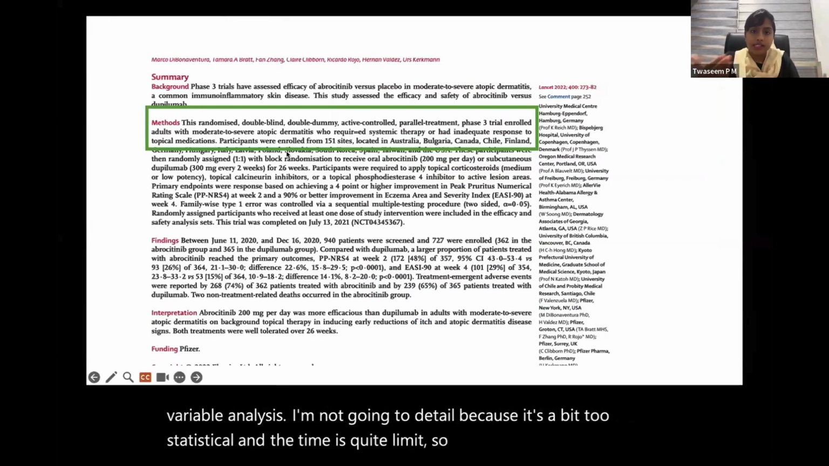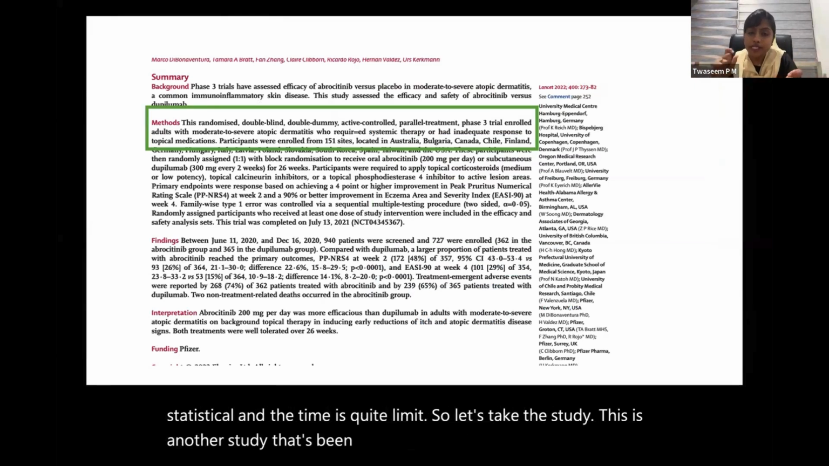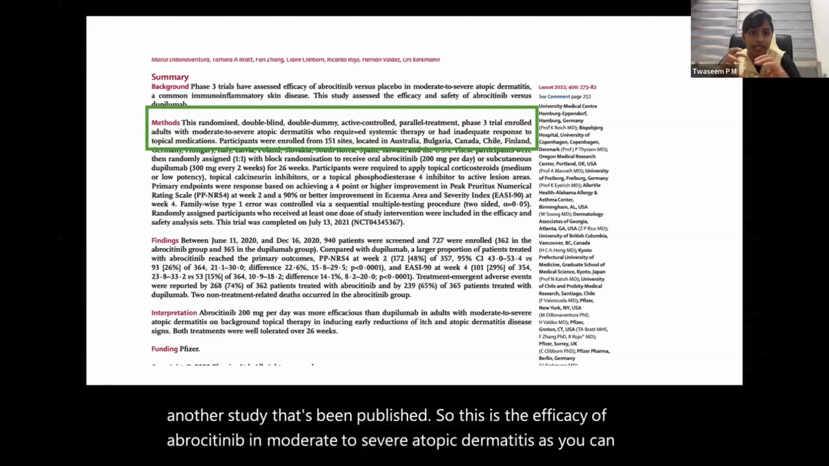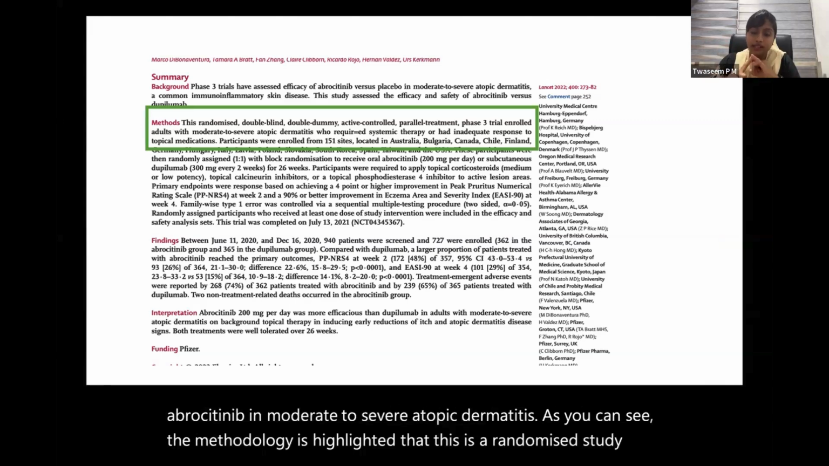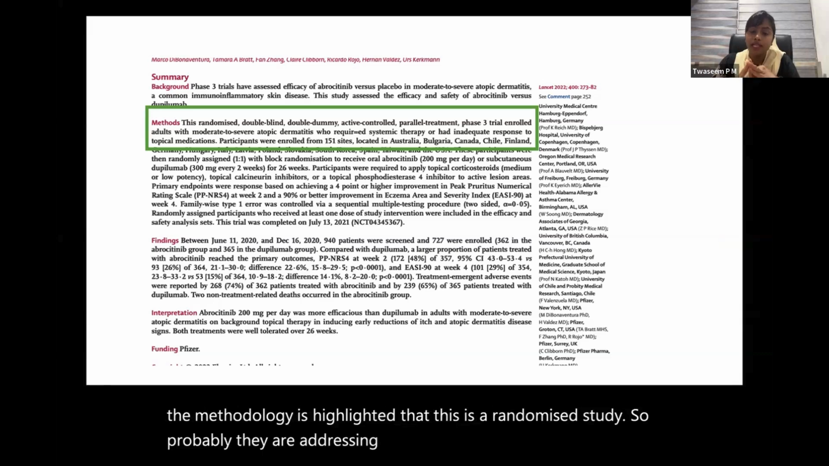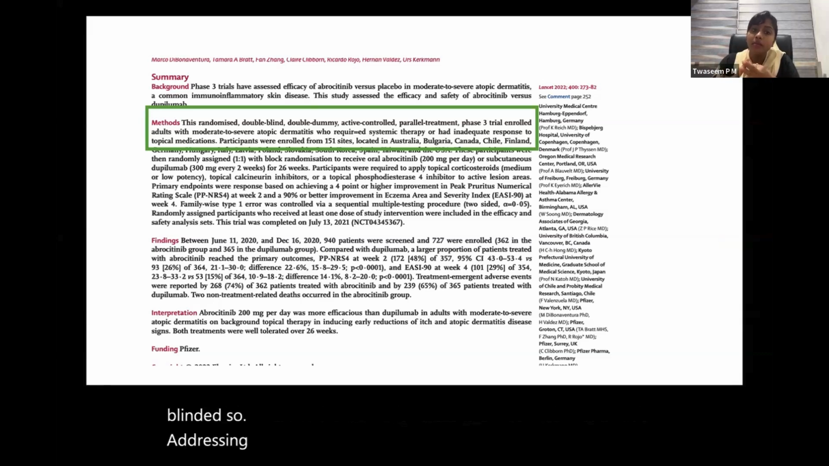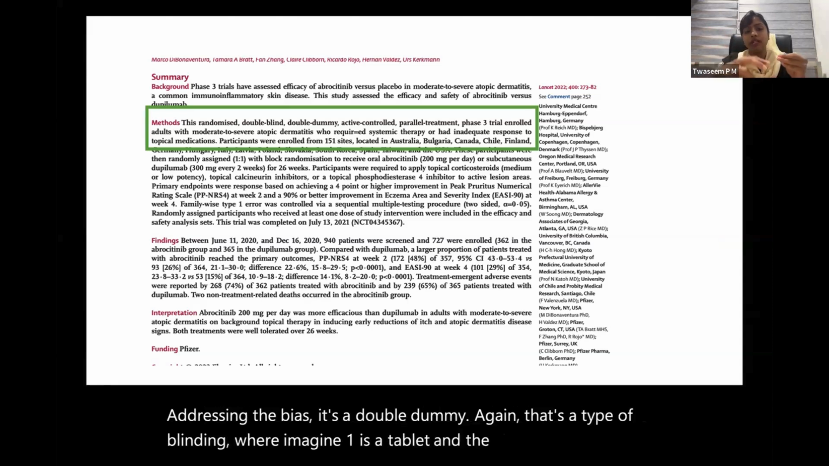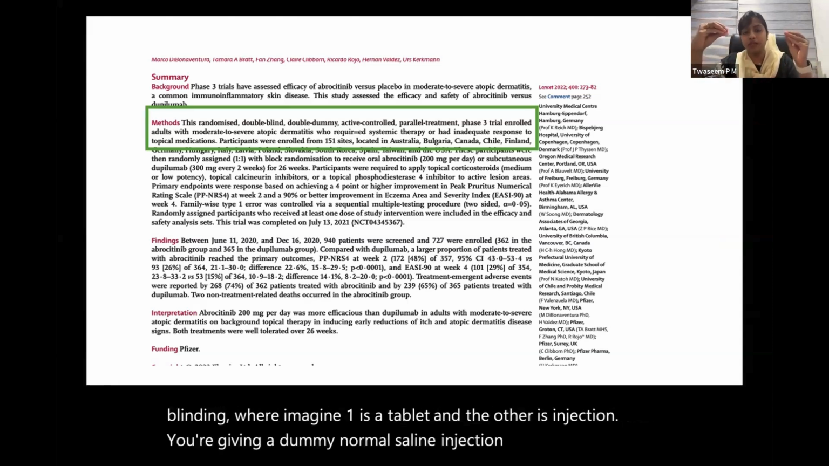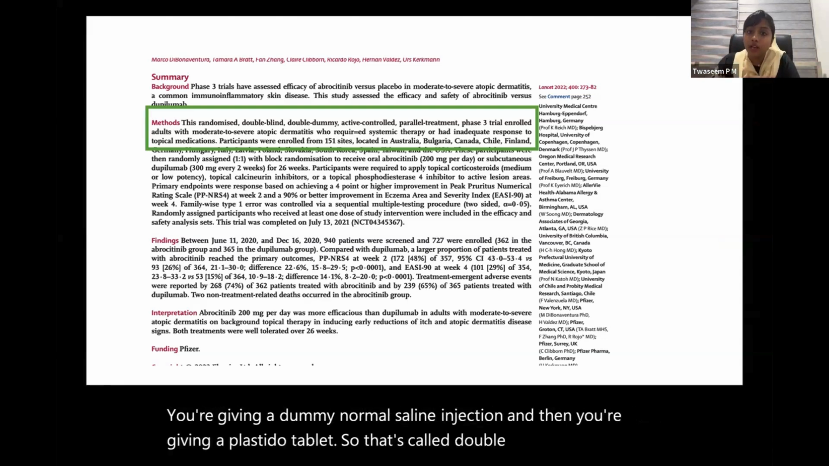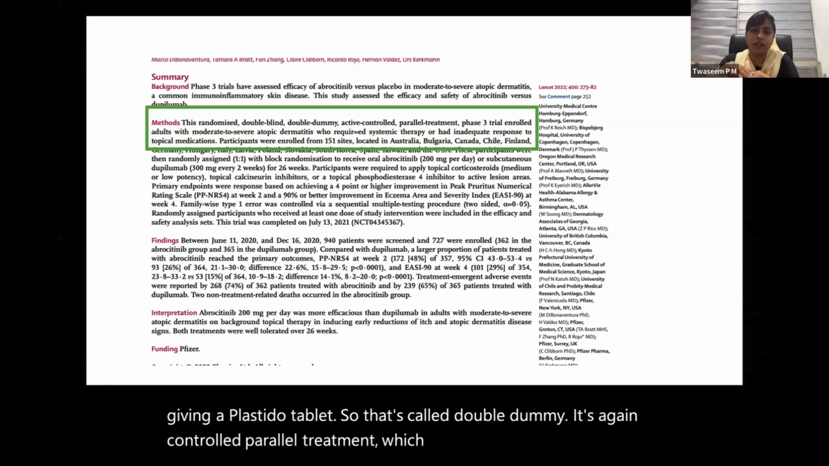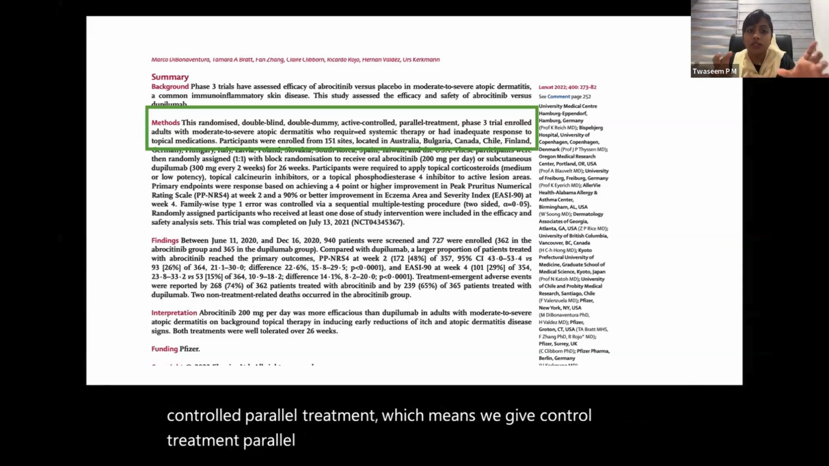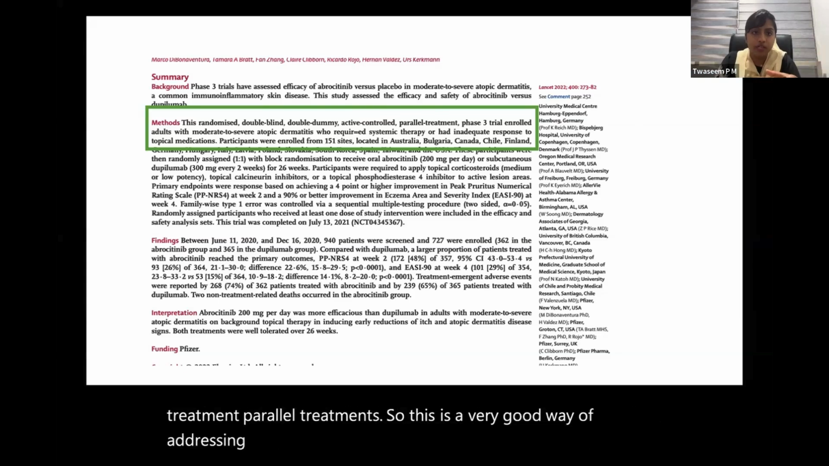So let's take a study. This is another study that's been published, on the efficacy of abrocitinib in moderate to severe atopic dermatitis. As you can see, the methodology highlights that this is a randomized study, so probably they are addressing confounding. It's double blinded, so they are addressing bias. It's double dummy, again a type of blinding, where imagine one is a tablet and the other is an injection. You're giving a dummy normal saline injection and a placebo tablet. So that's called double dummy. It's also a controlled parallel treatment study. So this is a very good way of addressing confounding and the biases that we have mentioned already.